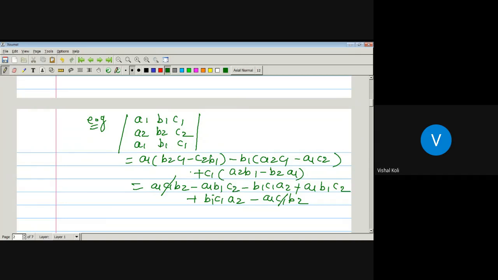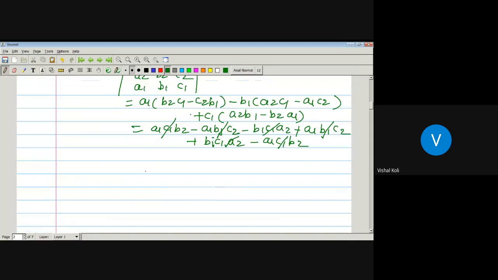Okay, now here a1 b1 c2 plus minus a1 b1 c2 plus a1 b1 c2 get cancelled, plus b1 c1 a2 minus b1 c1 a2 get cancelled. All the terms are cancelled, then it is equal to 0. And similarly for columns also, if any two rows or any two columns of a determinant are the same, that is identical, then its determinant value must be equal to 0.